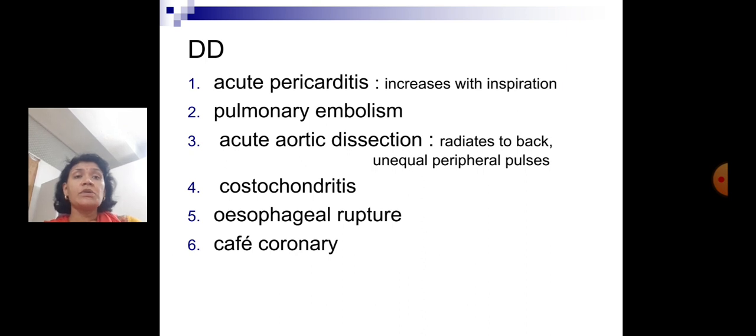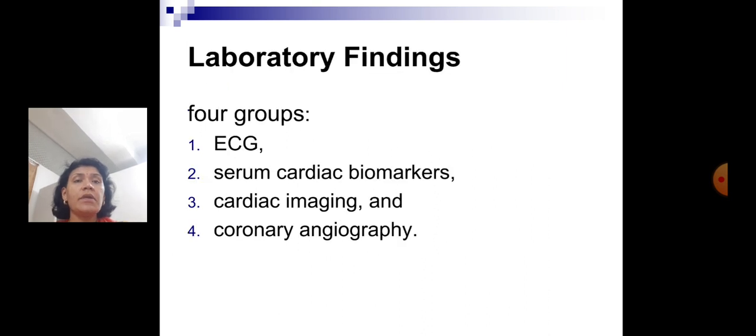There can be costochondritis. Esophageal rupture also can present with sharp squeezing pain, retrosternal, cafe coronary. So all these are differential diagnoses of myocardial infarction.